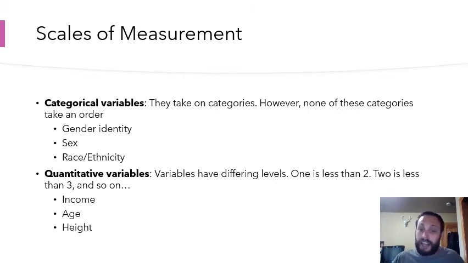We can't really put a level to them. Whereas quantitative variables, we can give them differing levels. We can say 1 is less than 2, 2 is less than 3, and so on and so on. For example, income: if I'm making $0 to $20,000 a year, that's less than making $21,000 to $40,000 a year. Or age, 16 is more than 15. In height as well, these are very clear what is more and what is less, whereas your race and ethnicity and your categorical variables don't take on that same exact aspect.